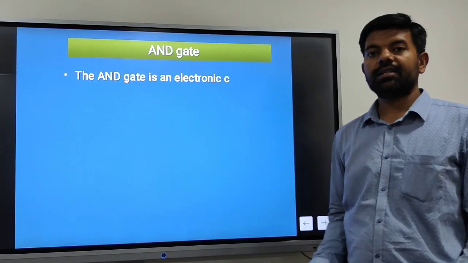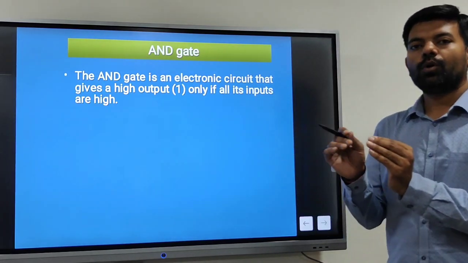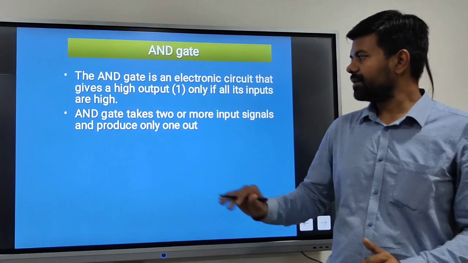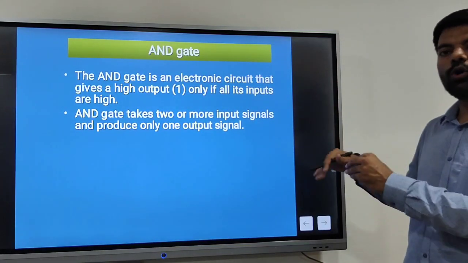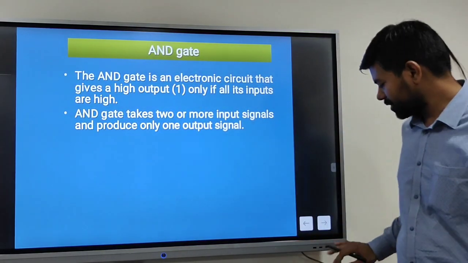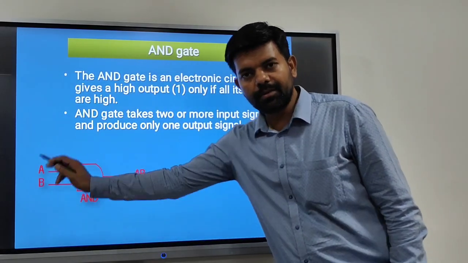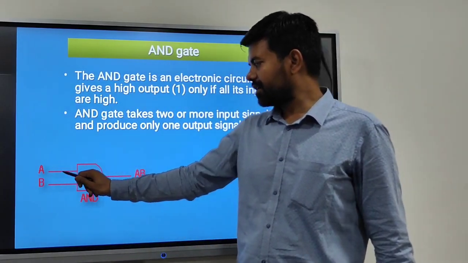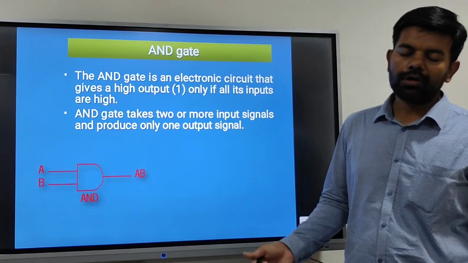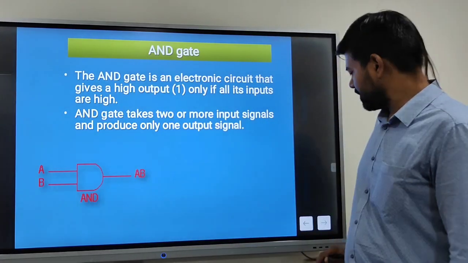The AND gate is an electronic circuit that gives high output only if all its inputs are high. An AND gate takes two or more inputs and produces only one single output. This is the basic symbol of the AND gate. It requires two inputs, A and B, and the output is A dot B, or A multiplication B.